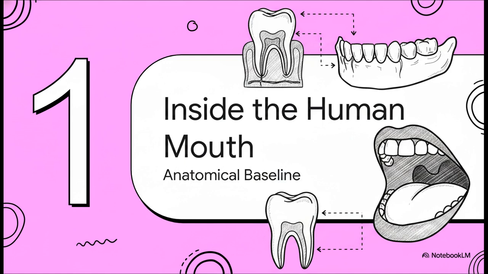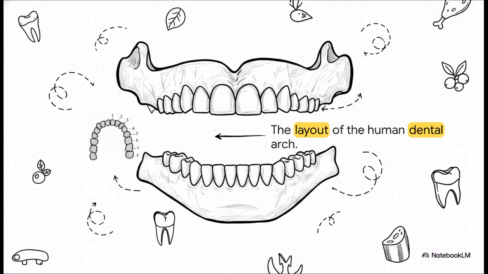So, Section 1, inside the human mouth. Let's establish our anatomical baseline. This layout of the human dental arch brilliantly illustrates exactly what we're talking about. Notice how the teeth are embedded firmly right into the upper jaw. And that numbered sequence you see along the curve, from 1 down to 8 on the right side, that is absolutely not a random assortment of bone. It actually represents a deliberate, highly organized arrangement of very distinct tools.